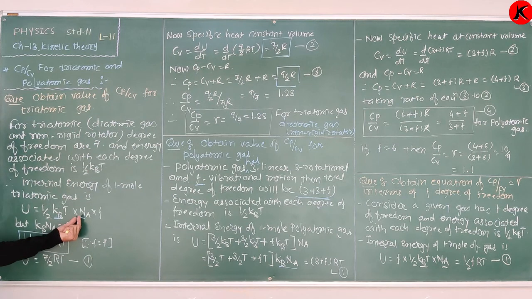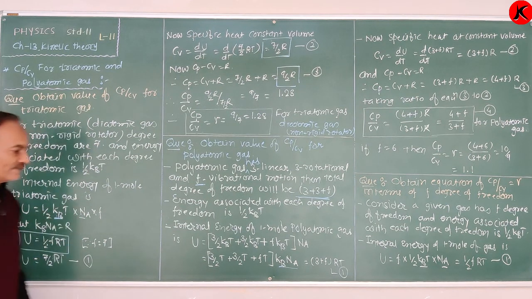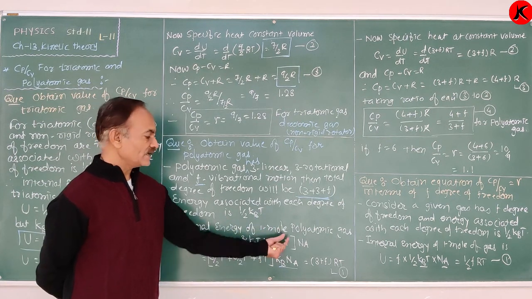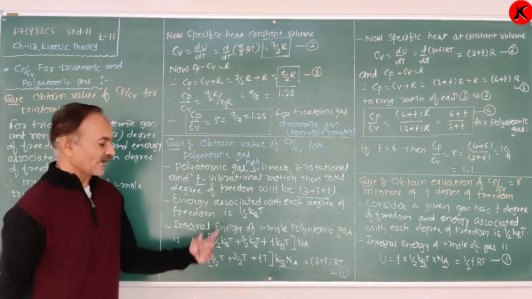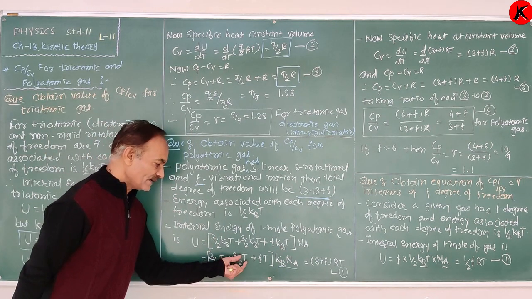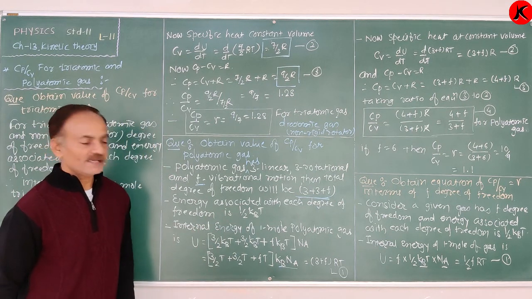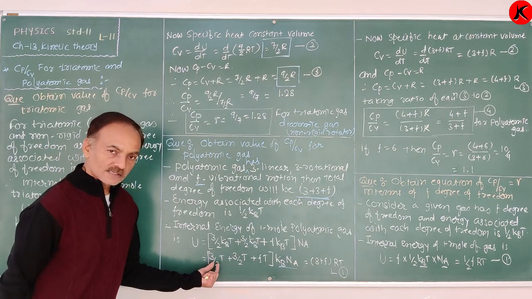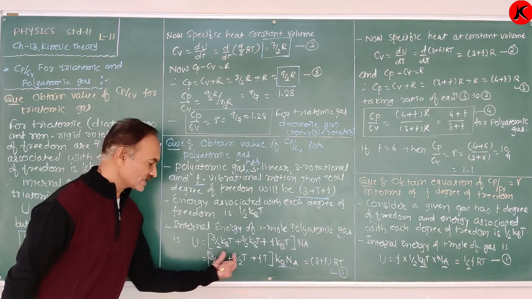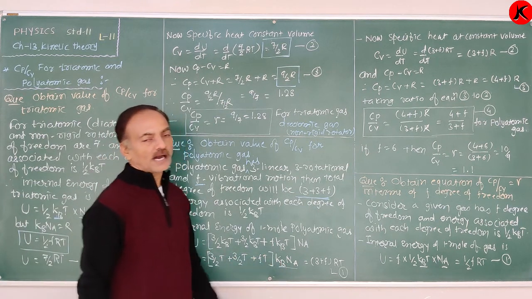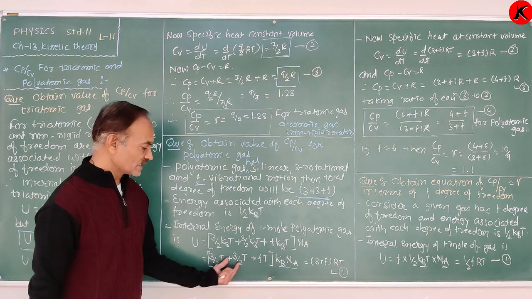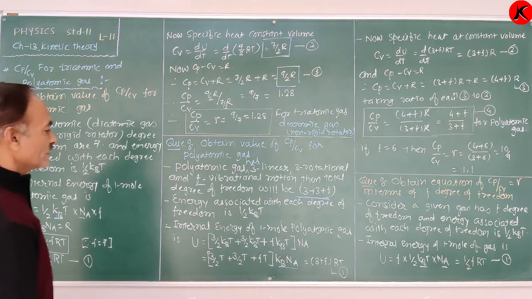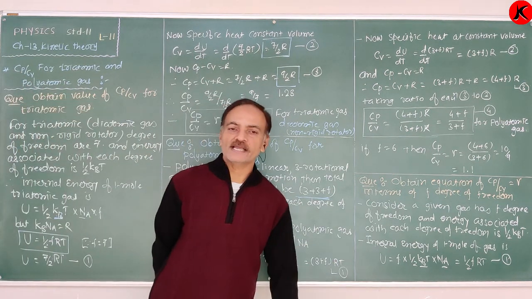Now we take the Na into half inside the bracket. Therefore 3 by 2 kBT plus 3 by 2 kBT plus F kBT into Na. kB is taken out. Therefore (3 by 2 T plus 3 by 2 T plus FT) into kB Na. But kB into Na, that is the universal gas constant R. Therefore this half plus half is 1 times, so 3T plus FT into R. T is taken common. Therefore U is equal to (3 plus F) RT. That is our equation of internal energy of 1 mole of polyatomic gas.